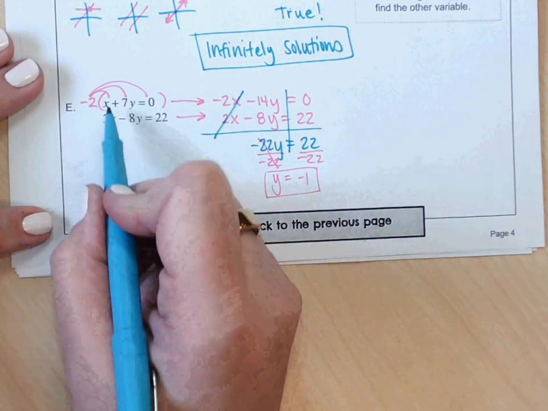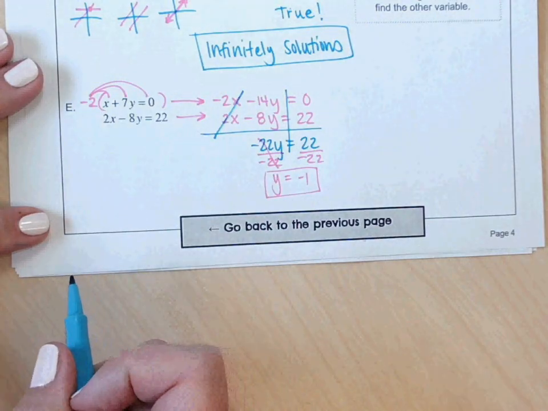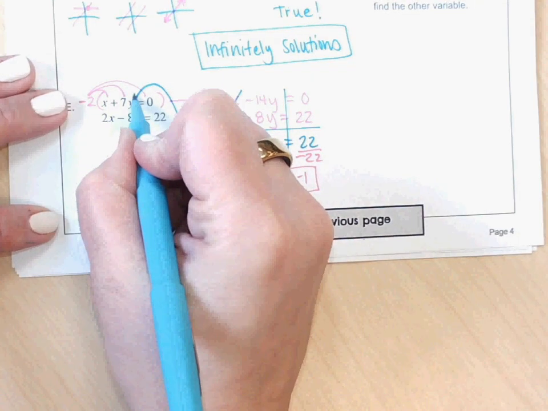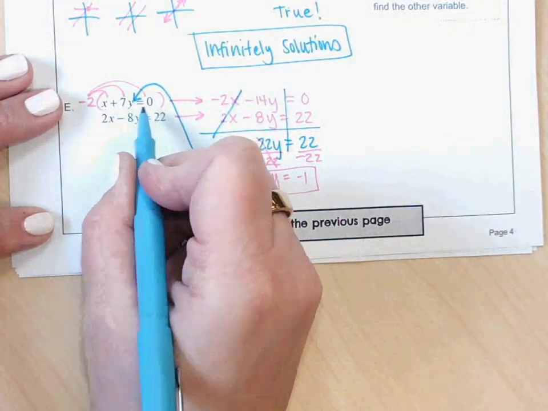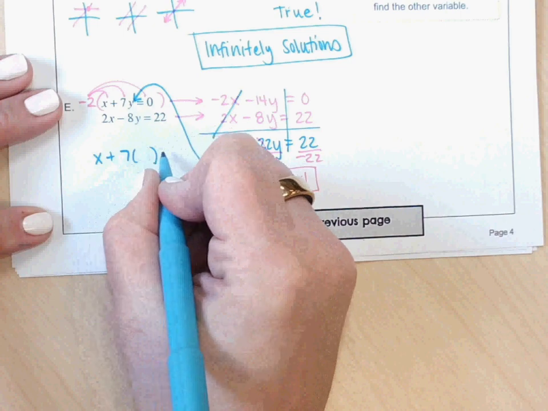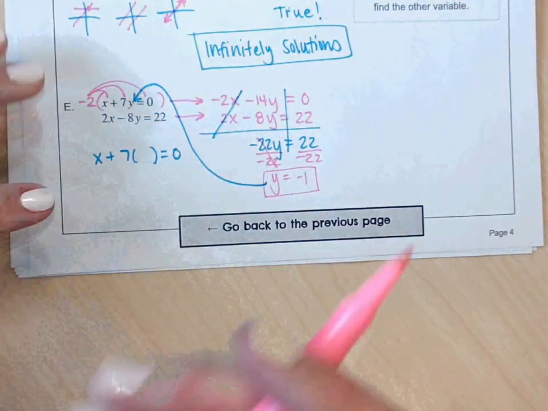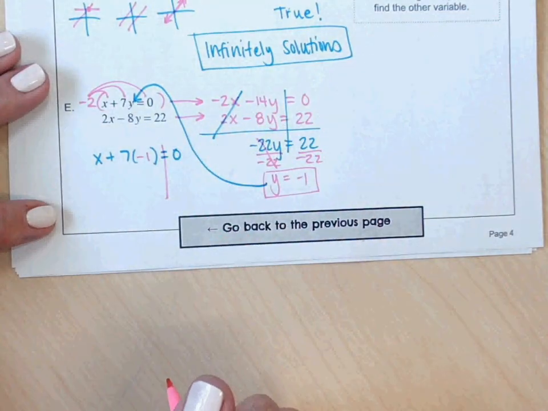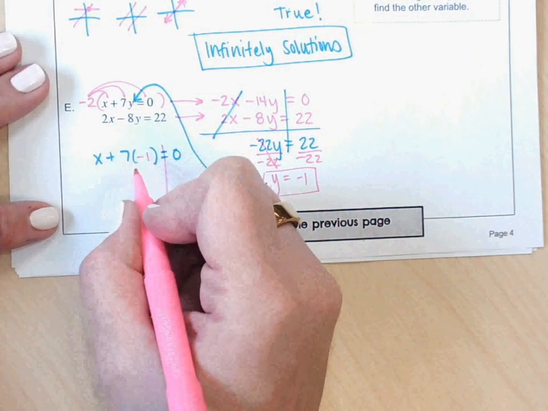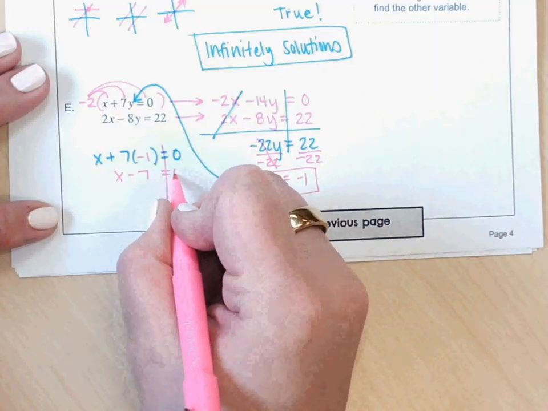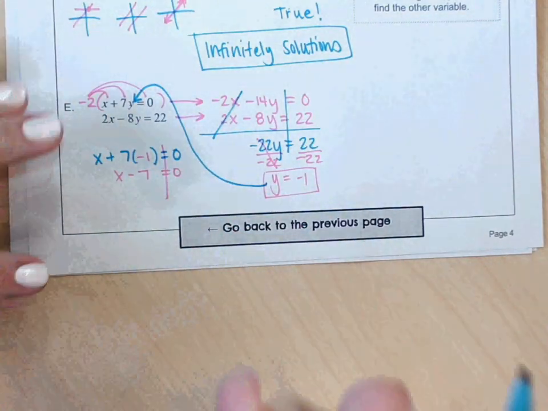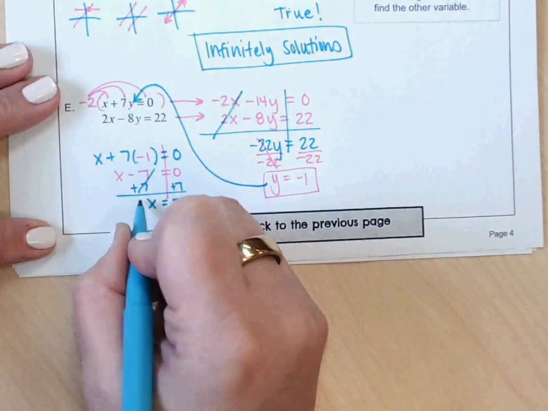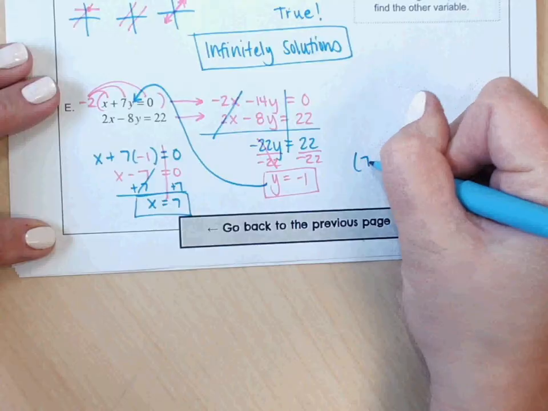Plug this back into one of the original equations. Doesn't matter which one. I'm going to plug it into that top one because that is definitely easier. I'm going to rewrite it. x plus 7y equals 0. But instead of y, I have -1. 7 times negative 1 is negative 7. Add 7 to both sides. x equals 7. Final answer, 7 comma negative 1.